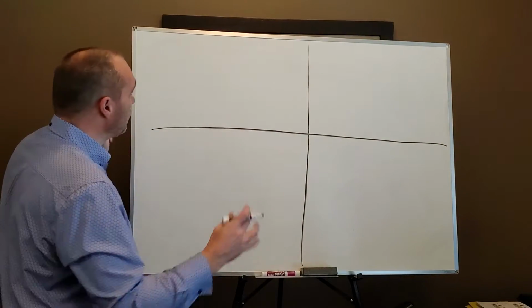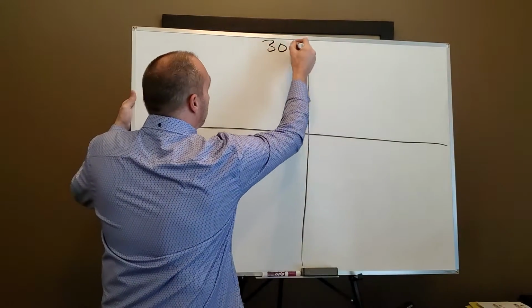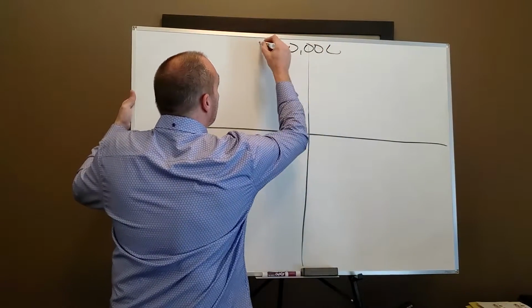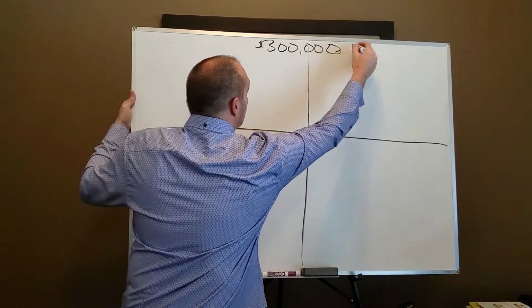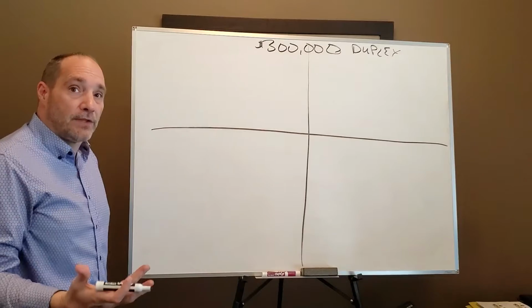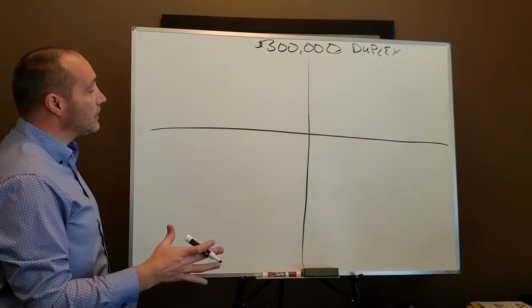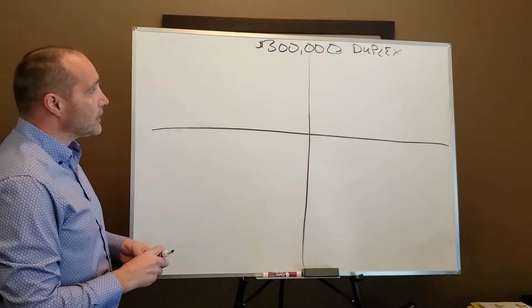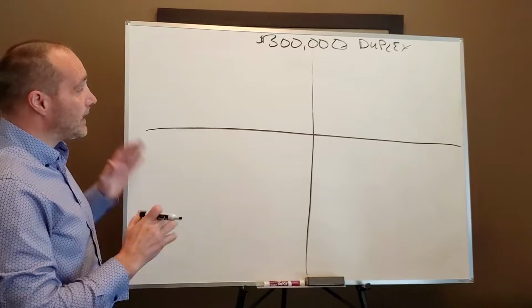So we're going to say we're going to go out and buy a $300,000 duplex. And we're going to run the numbers on this to see what that looks like, what we can expect for cash flow, and what the things are that we need to calculate for.